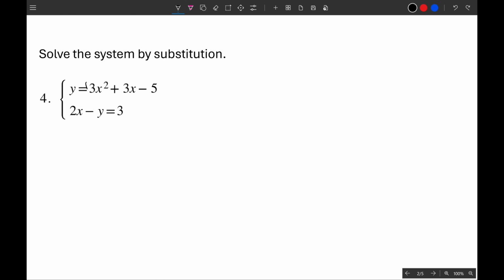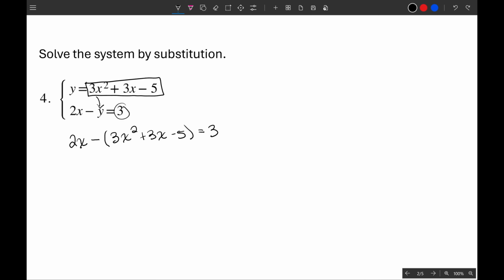Well, I can see that this y is equal to this. That means that in the other equation, wherever I have a y, I can substitute all of this. So that gives me 2x minus, now because there's a minus here, I need parentheses when I'm inserting. So I have 3x squared plus 3x minus 5 equals, and then I have this 3 on the other side.